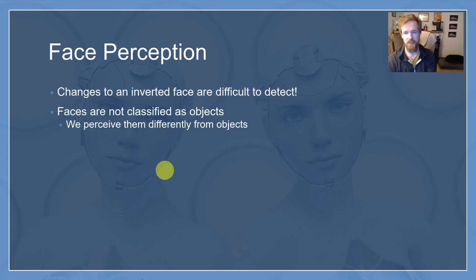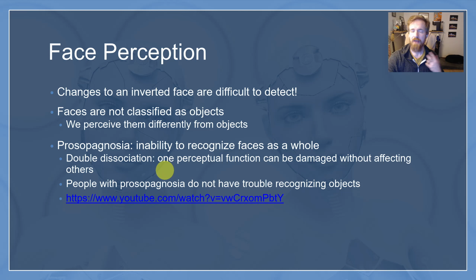The reason for that, as I mentioned, is because faces are not categorized like complex objects in our brain. And we know this not just from behavioral data, like what I was showing you just now, but because of prosopagnosia, which I mentioned at the very beginning of this chapter. Face blindness: you can damage a part of your brain called the fusiform face area. We're going to be talking all about it for the next 10 minutes.